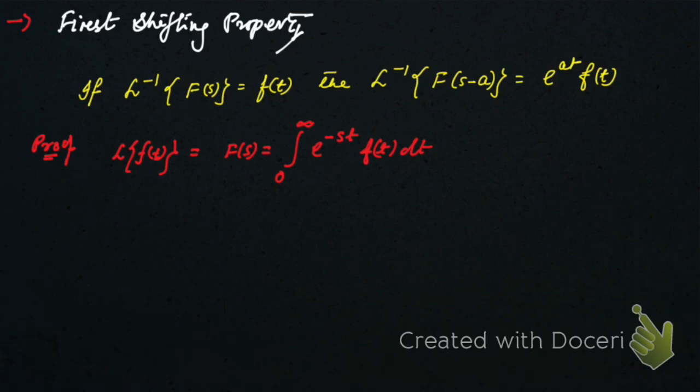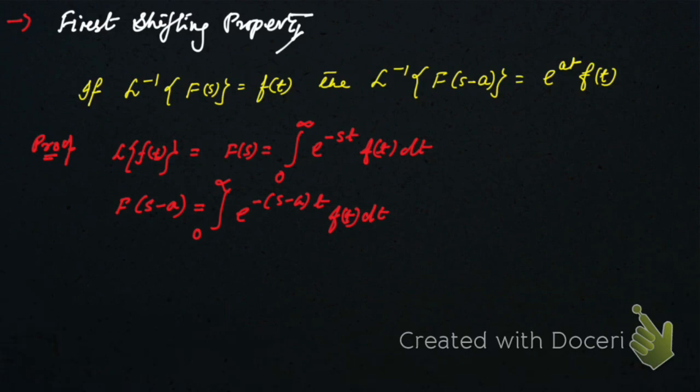Now, therefore, what will be F(s minus a)? That's going to be the integral from 0 to infinity of e to the power minus (s minus a) t, into f(t) dt. That's what we get, because this s is replaced by s minus a, so this s will also be replaced by s minus a. So we have understood this, right?